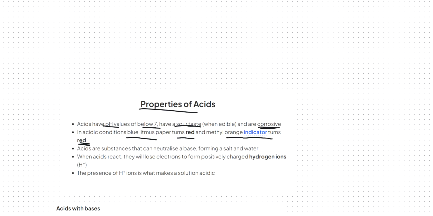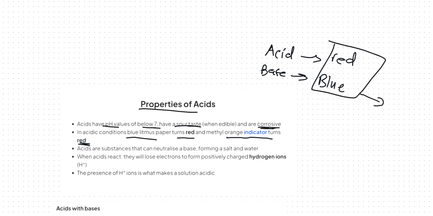So remember that when you have an acid, the indicator would usually turn red. But when you have a base, the indicator usually turns blue. You have to memorize the different colors. This is at the end of the class, but yeah. Acids are substances that can neutralize a base, forming salt and water. So acid plus base gives you salt and water.